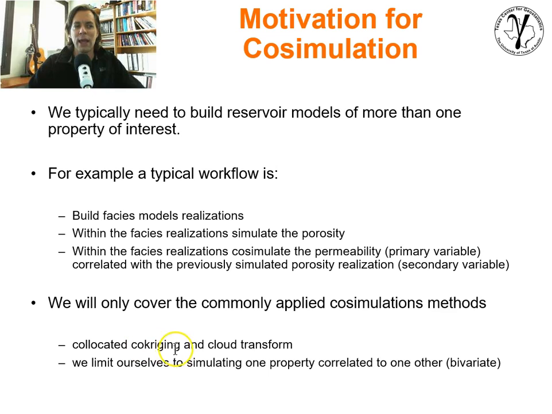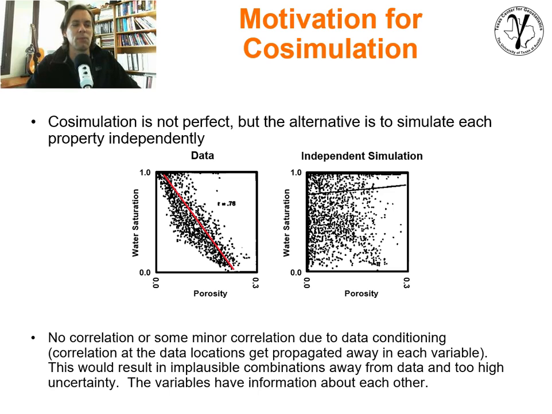We will only talk about the most commonly applied cosimulation methods. We'll talk about collocated cokriging and the cloud transform. Collocated cokriging will just be an extension of our kriging system. Cloud transform is quite a bit different, but it is quite intuitive. And we'll only limit ourselves to workflows that are bivariate, 2 variables at a time. We're not going to be talking about some of the more advanced workflows that are able to account for massive multivariate subsurface modeling. Very interesting topic, but we wouldn't have time to cover that right now.